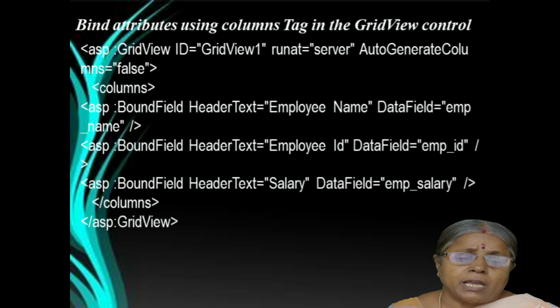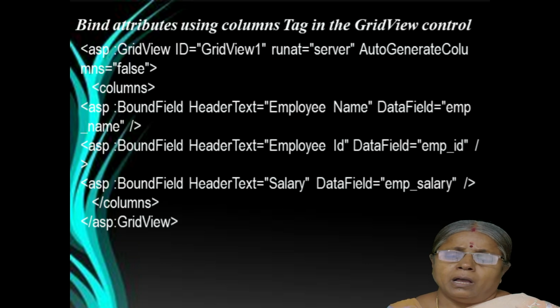The general syntax for the columns tag combined or bound with the grid view control is that we must specify the columns tag. Within the columns tag we must specify more than one bound field, which have additional attributes: header text and data field. The header text is the name of the message to be displayed on the screen, and the data field is used to specify the attributes that are defined in your database.